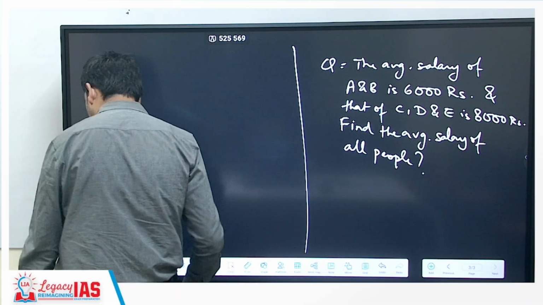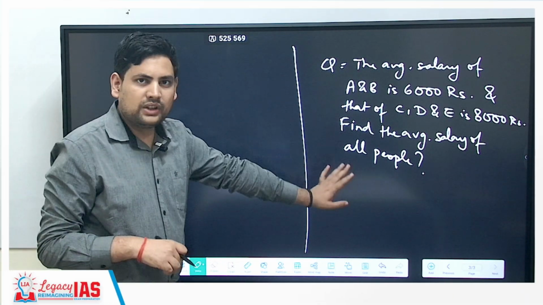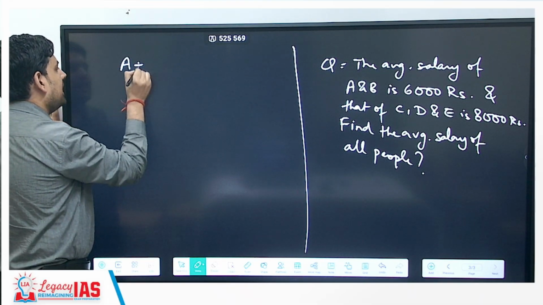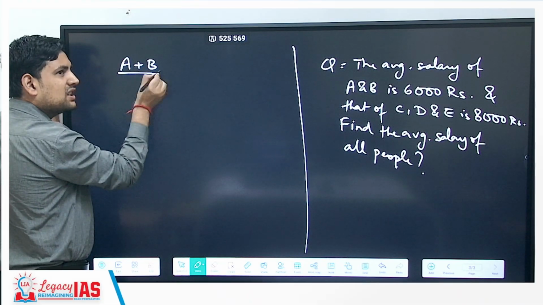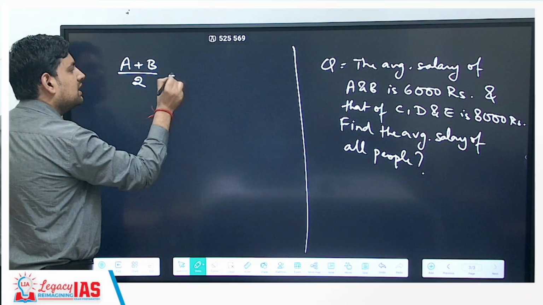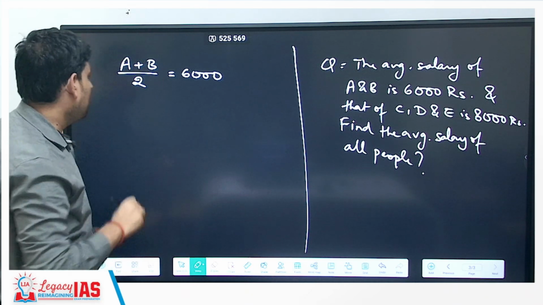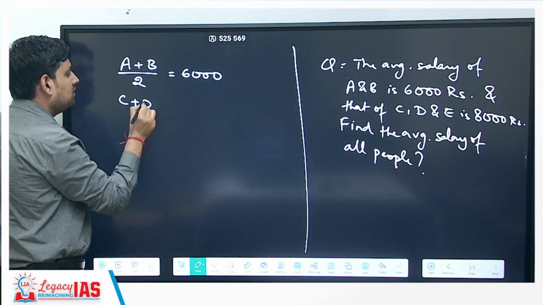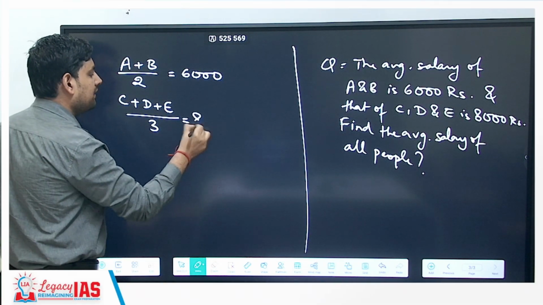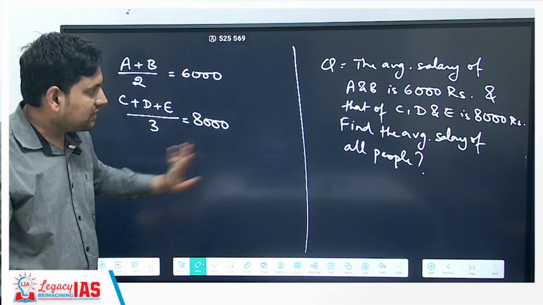Now see, how do you do this? The usual way of doing this is, average is given for A and B, correct? So that means A plus B, and how many observations are these? There are 2 observations, correct? So sum upon number. Now this average is given to you as 6,000. Now the other part, average of C, D and E. There are 3 observations, so divided by 3 is given to be 8,000. Correct? This is 6,000, this is 8,000.